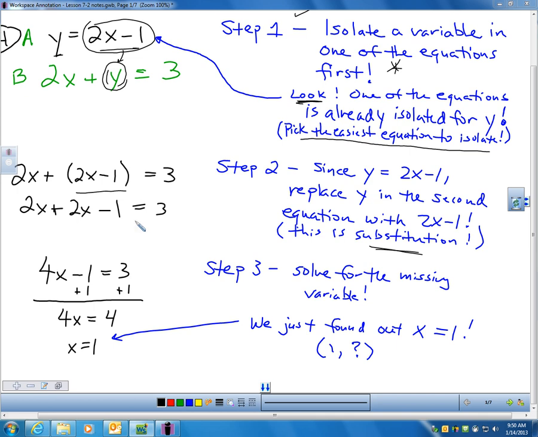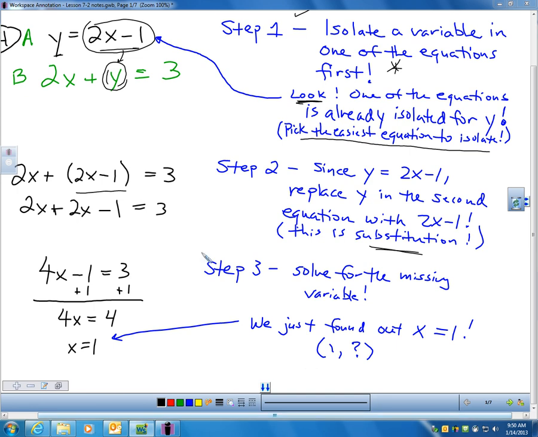2x plus 2x minus 1 is 3. Remember, simplify first. So 4x minus 1 equals 3. I can add 1 to each side. So 4x equals 4, which means x is 1. We just found out that the x value of our ordered pair is 1, but I still got to figure out y. That's very simple to do.